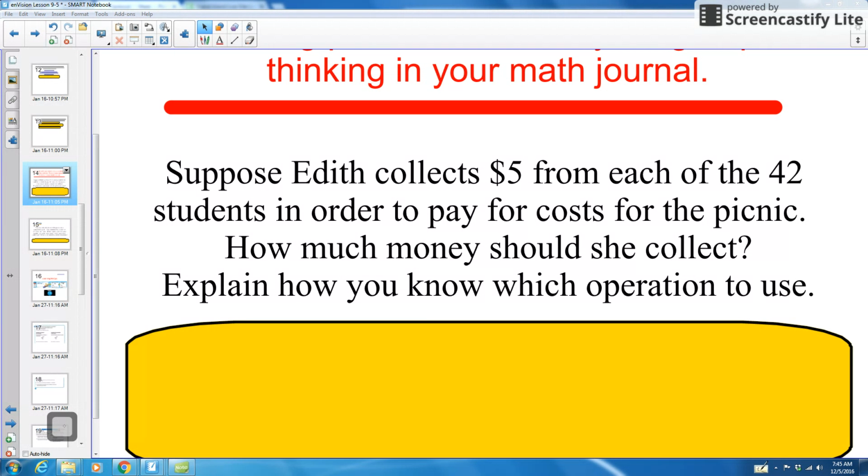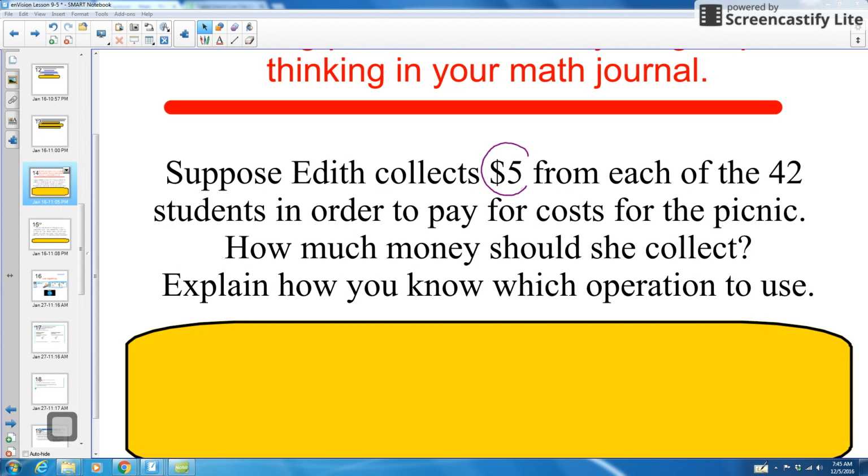We have: Suppose Edith collects $5 from each of the 42 students in order to pay for costs for the picnic. How much money should she collect? And then we need to be able to explain how we know which operation to use. So let's start by applying cubes.